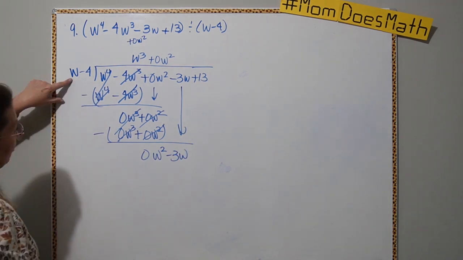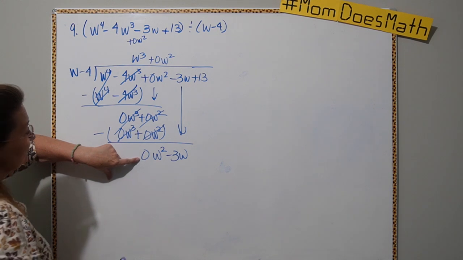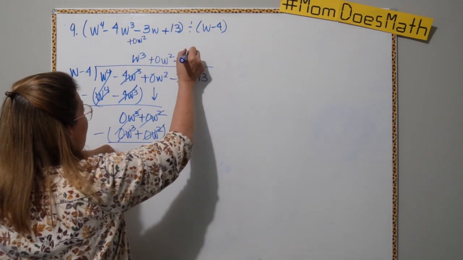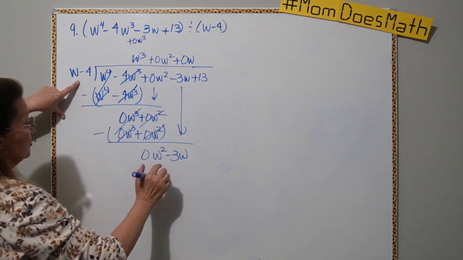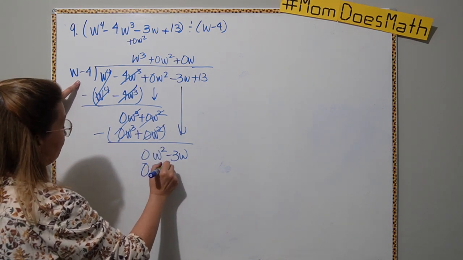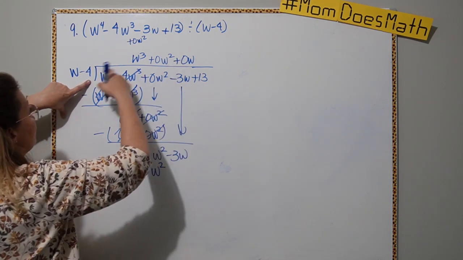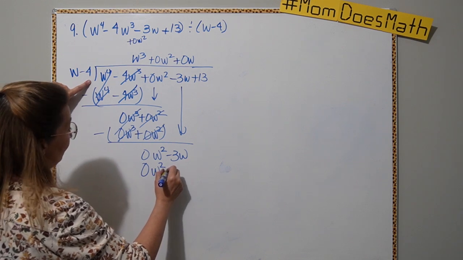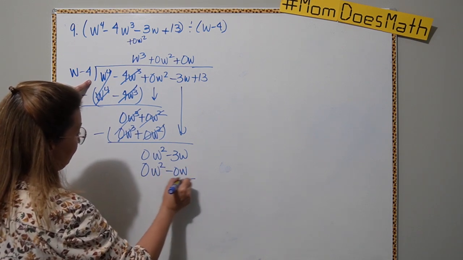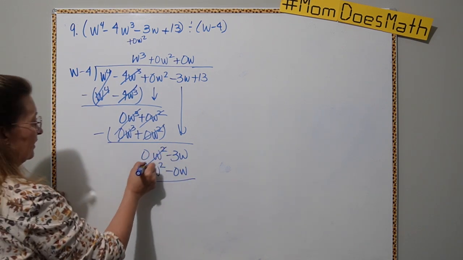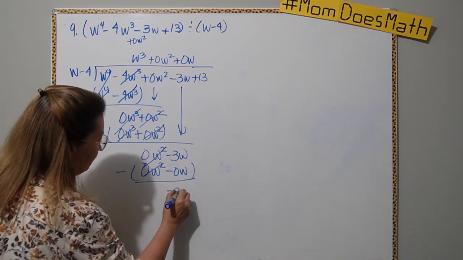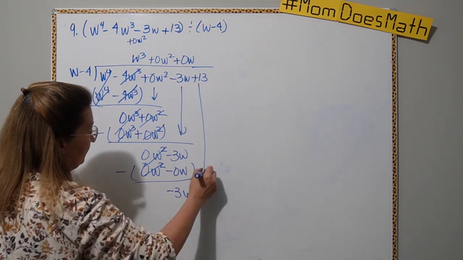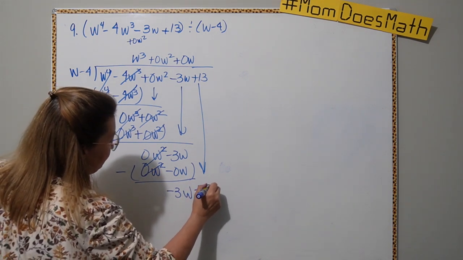All right, what would I multiply w by to get 0w squared? Well, that's going to be 0w. Because w times w is w squared. So now we've got 0w squared. And 0w times negative 4 is negative 0w. Okay. These two subtract out. Negative 3w minus 0 is negative 3w. Bring down that plus 13.